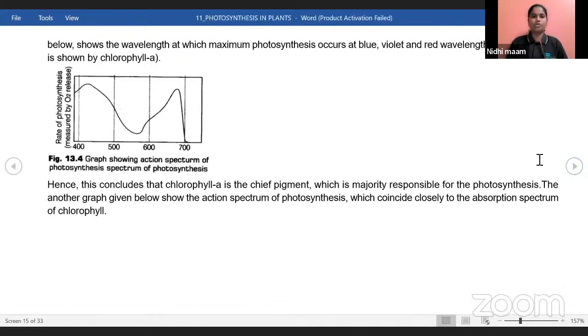Here below shows the wavelengths at which maximum photosynthesis occurs: at blue, violet and red wavelengths in a plant. So see, blue, violet and red. There is one peak here and another peak here. Hence this concludes that chlorophyll A is the chief pigment, because it shows a higher photosynthesis rate at blue, violet and red wavelengths. Fine.